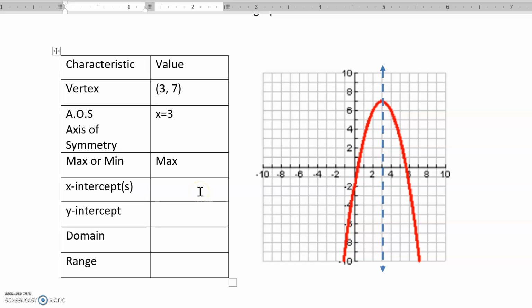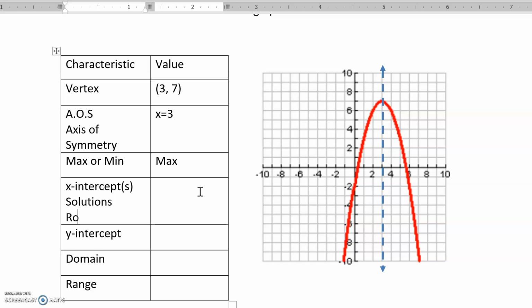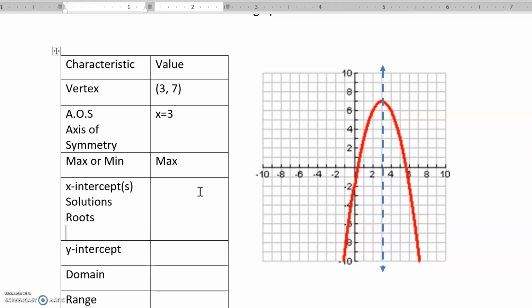Now x-intercepts are one of those that have lots of disguises. They can be represented by a lot of different words, and they all mean the same thing. So when I'm asking for the x-intercepts, what I'm really asking for is the solutions. I'm also asking for the roots, and I'm also asking for the zeros. So when we were solving quadratic equations in our last unit, what we were really finding was the x-intercepts. We were finding the zeros. We were finding the roots of the equation.